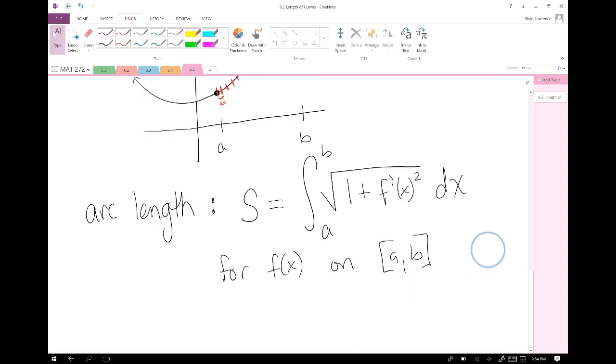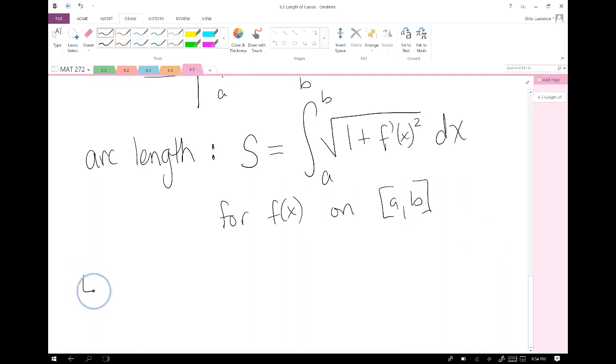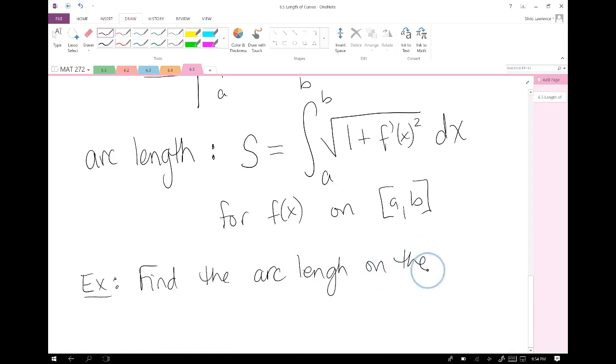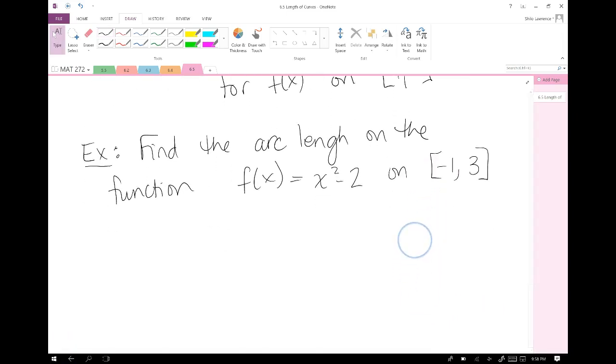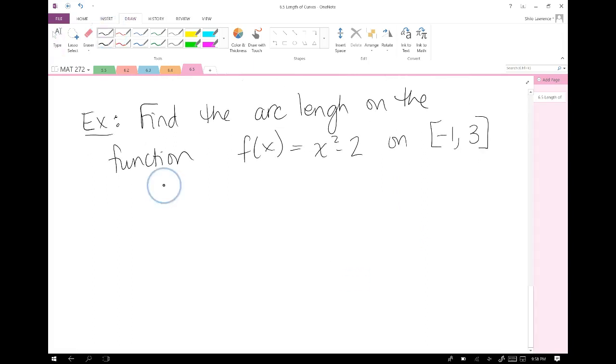So let's look at a couple of examples. We're going to find the arc length on the function f of x equals x squared minus 2 on the interval -1 to 3. You don't necessarily have to draw this problem in order to be able to do it, but just to get an idea of what we are doing, I'm going to go ahead and draw it.